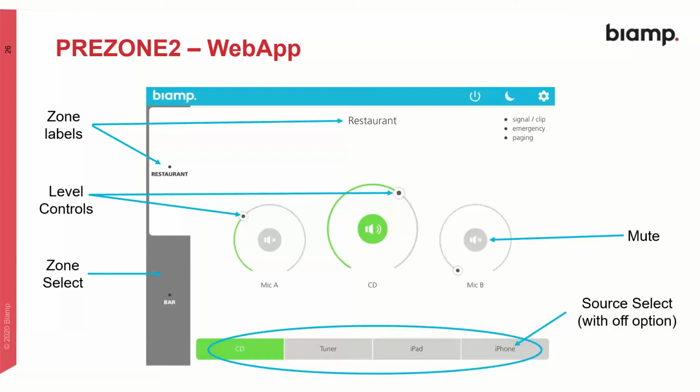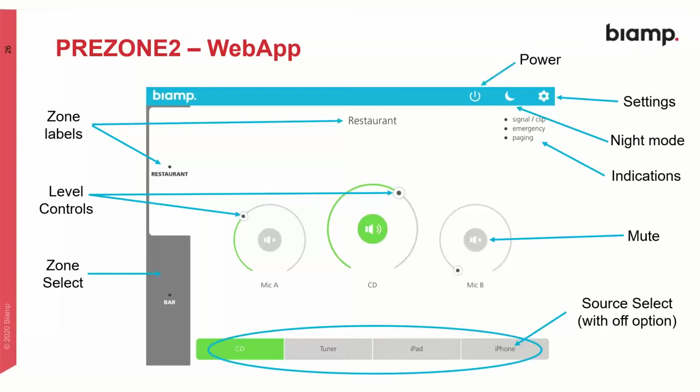Then inside each of the volume controls is a mute switch. You can see here the microphones are muted, but the music, the CD player, is actually enabled at the moment. We have some indications here for paging, emergency, and signal present and clipping. The night mode, so that's how you get it into the low light condition. The settings menu, and the power settings.